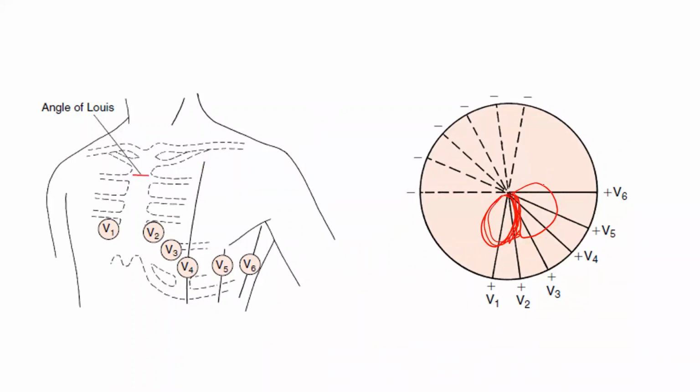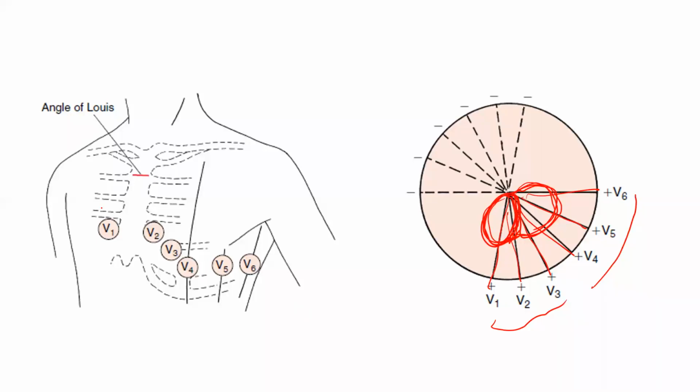Now the chest leads are taking the photograph of the heart's activities on different axes: V1, V2, V3, V4, V5, V6. They are going to detect the electrical activity of the heart, like how the depolarization is acting or how the repolarization is happening, all based on the sideways view. That is the cross-sectional image. These leads, V1, V2, V3, V4, V5, V6, will take the cross-sectional images.